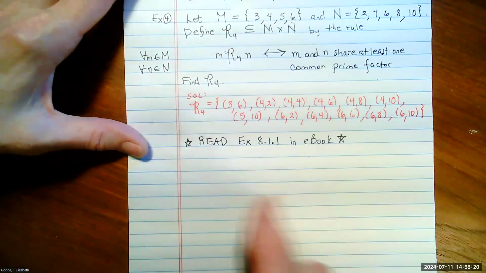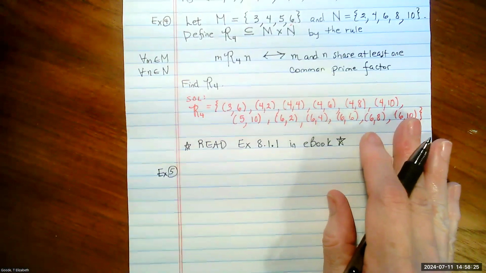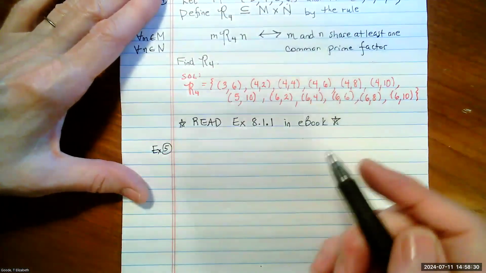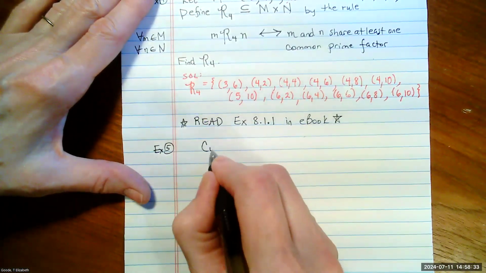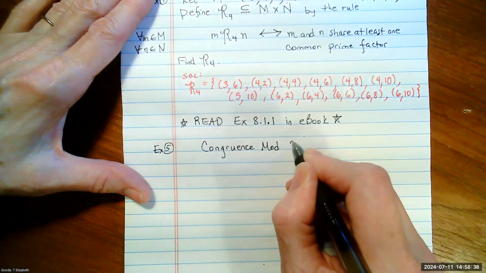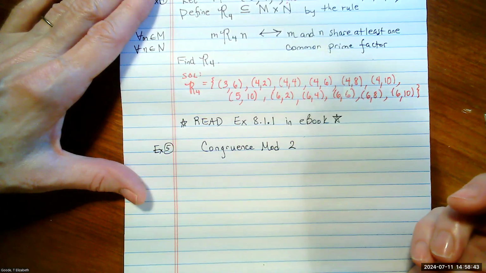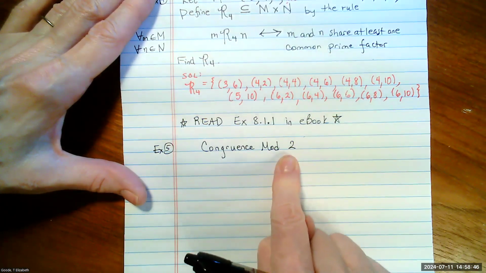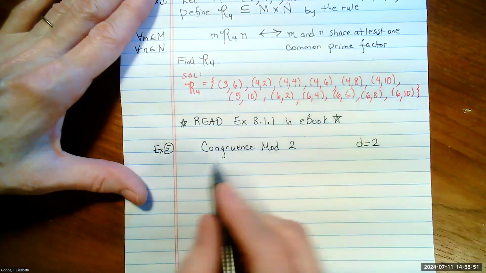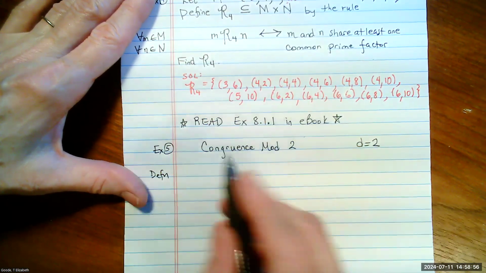Now let's look at another example here, example 5. And we are going to look at an infinite relation. So we're not going to be able to list the elements, but it's a very, very famous relation called congruence mod 2. Now remember the mod and the div functions based on the quotient remainder theorem using, well now, 2 as the divisor. D is 2. We're dividing integers by 2. Congruence mod 2 is a binary relation from Z to Z.